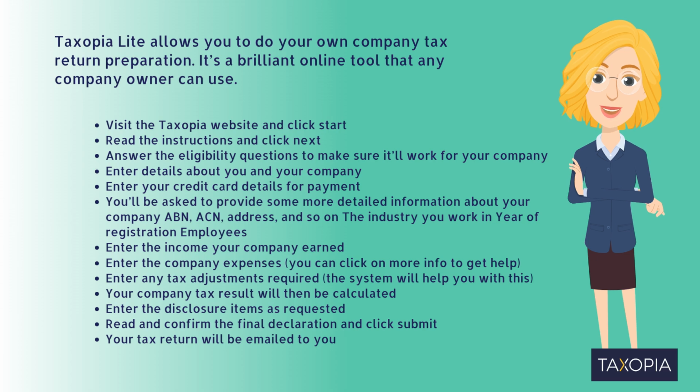Enter any tax adjustments required. The system will help you with this. Your company tax result will then be calculated. Enter the disclosure items as requested. Read and confirm the final declaration and click Submit. Your tax return will be emailed to you.